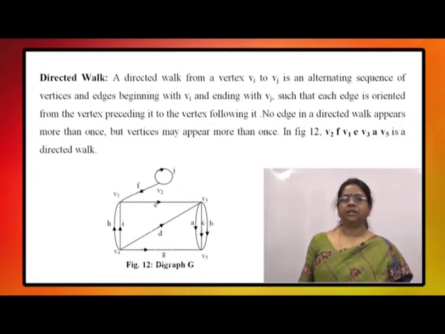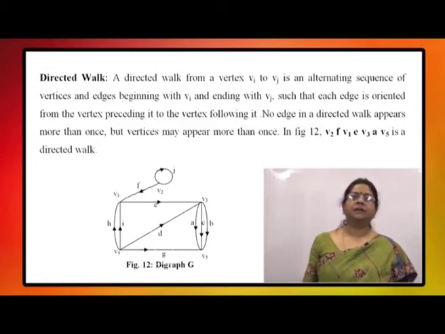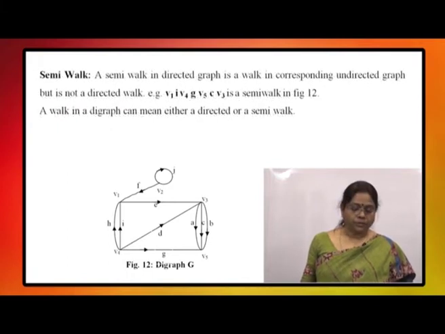But if we ignore the directions of all the edges, then we will get the underlying graph of the digraph in which that will be a walk. So that walk is called a semi-walk. So we can define a semi-walk in this way: a semi-walk in a directed graph is a walk in the corresponding undirected graph, but is not a directed walk.